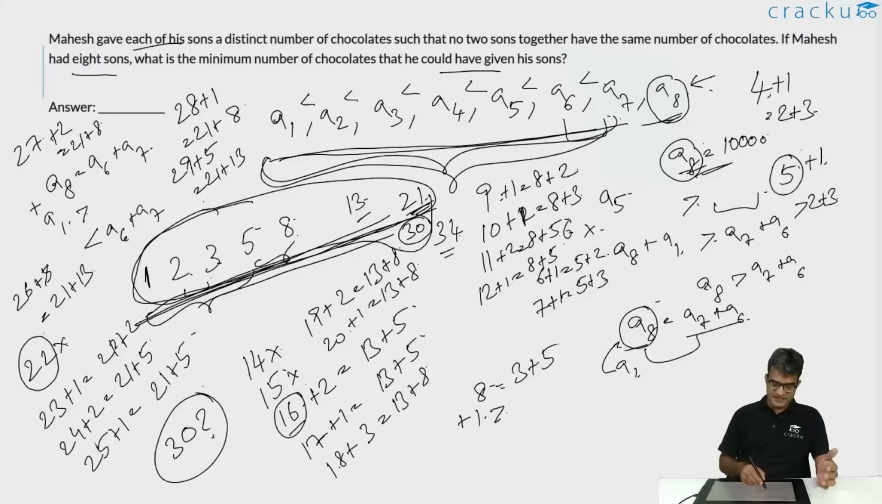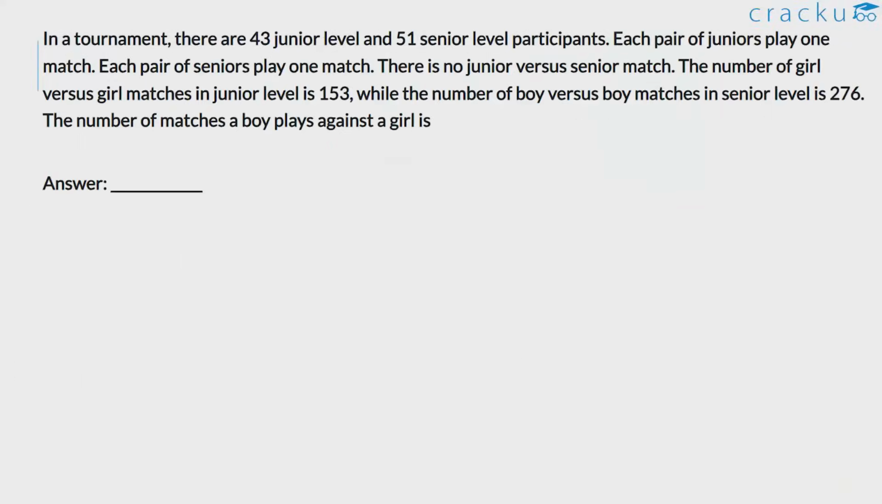The answer in this case will be that the numbers will be 1, 2, 3, 5, 8, 13, 21 and 30. The sum of these numbers will be 83. Like I mentioned, this is a very lengthy question, and if it comes in the examination, try to avoid it.